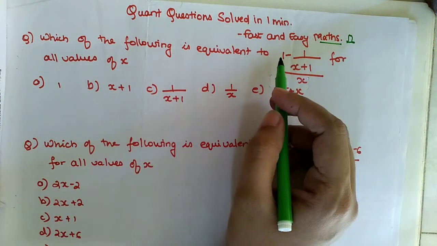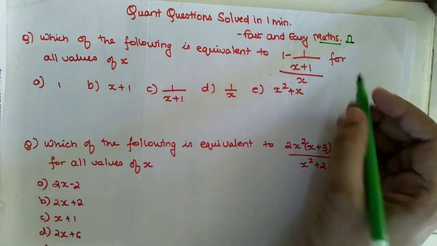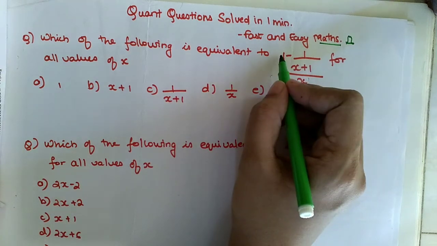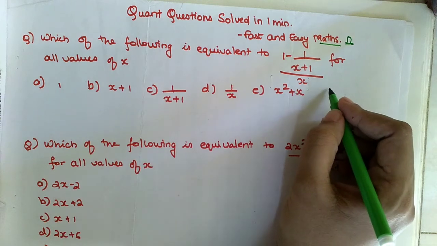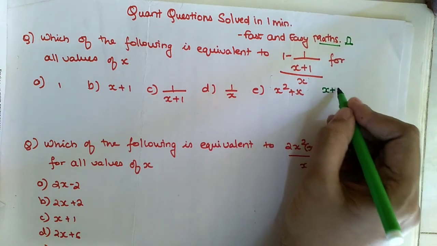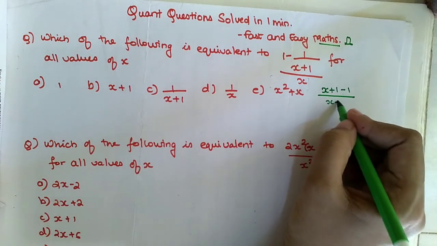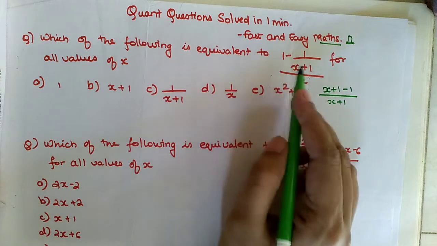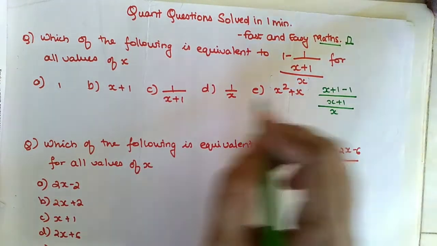Here I can see that there's a number and then there's a fraction in the numerator, so we take the LCM of the numerator. So I will multiply x plus 1 directly with 1. When I multiply any number with 1, my answer is always that number itself. So I'm getting x plus 1, minus 1. The whole thing now gets divided by x plus 1, because we took the LCM of the numerator. Then the whole thing is still divided by x.